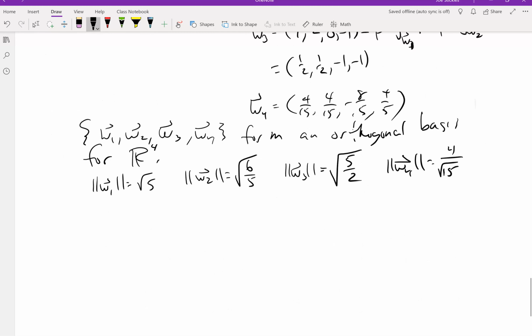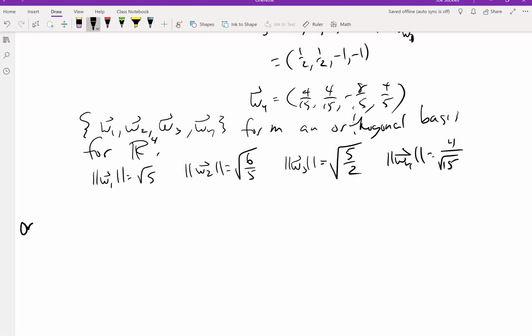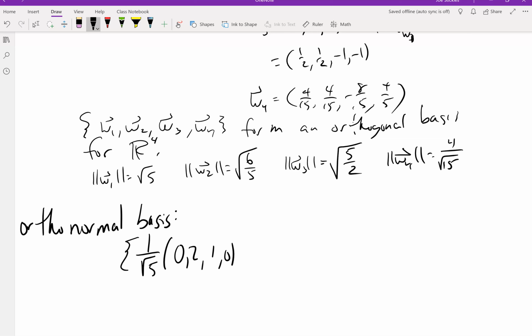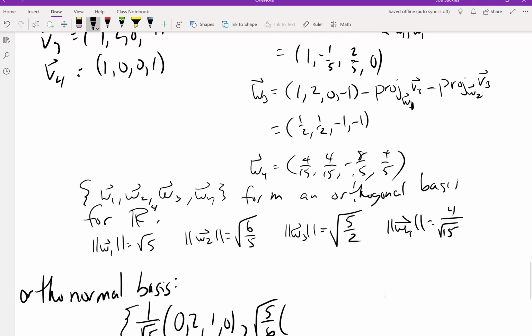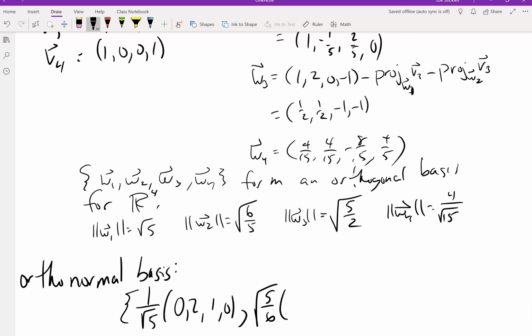So finally then, your orthonormal basis is going to be 1 over the square root of 5 times the first vector, dividing out by its magnitude, 0, 2, 1, 0. The next will be the square root of 5 over 6, and no, I do not care if you rationalize your denominator, times 1, negative 1/5, 2/5, 0. The next one will be the square root of 2 over 5 times 1/2, 1/2, negative 1, negative 1.